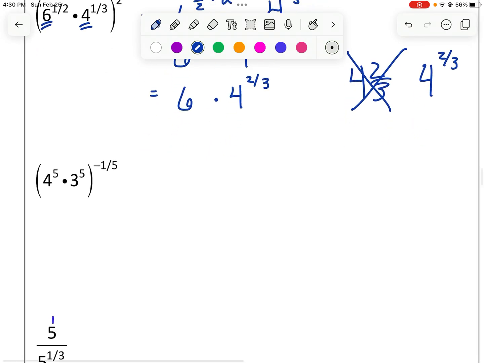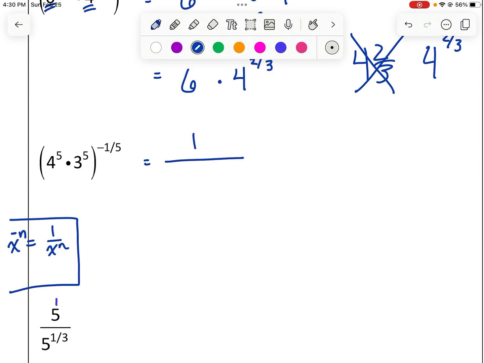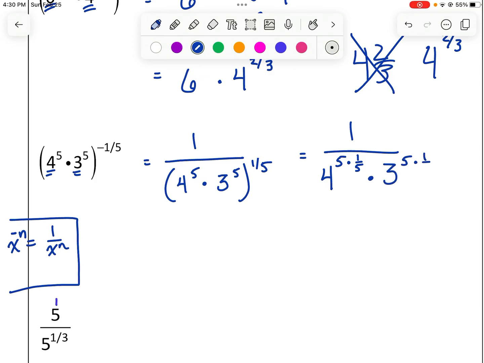So again, this is thinking back, right? When we have negative exponents, if you need to make yourself a small note, x to the negative n power equals 1 over x to the nth. So here, I'm first going to rewrite this so that now I have 1 over 4 to the 5th times 3 to the 5th to the positive 1/5 power. I can't combine the 4 and the 3 because they do not have the same base. That is equal to 1 over 4 to the 5th times 1/5 times 3 to the 5th times 1/5.